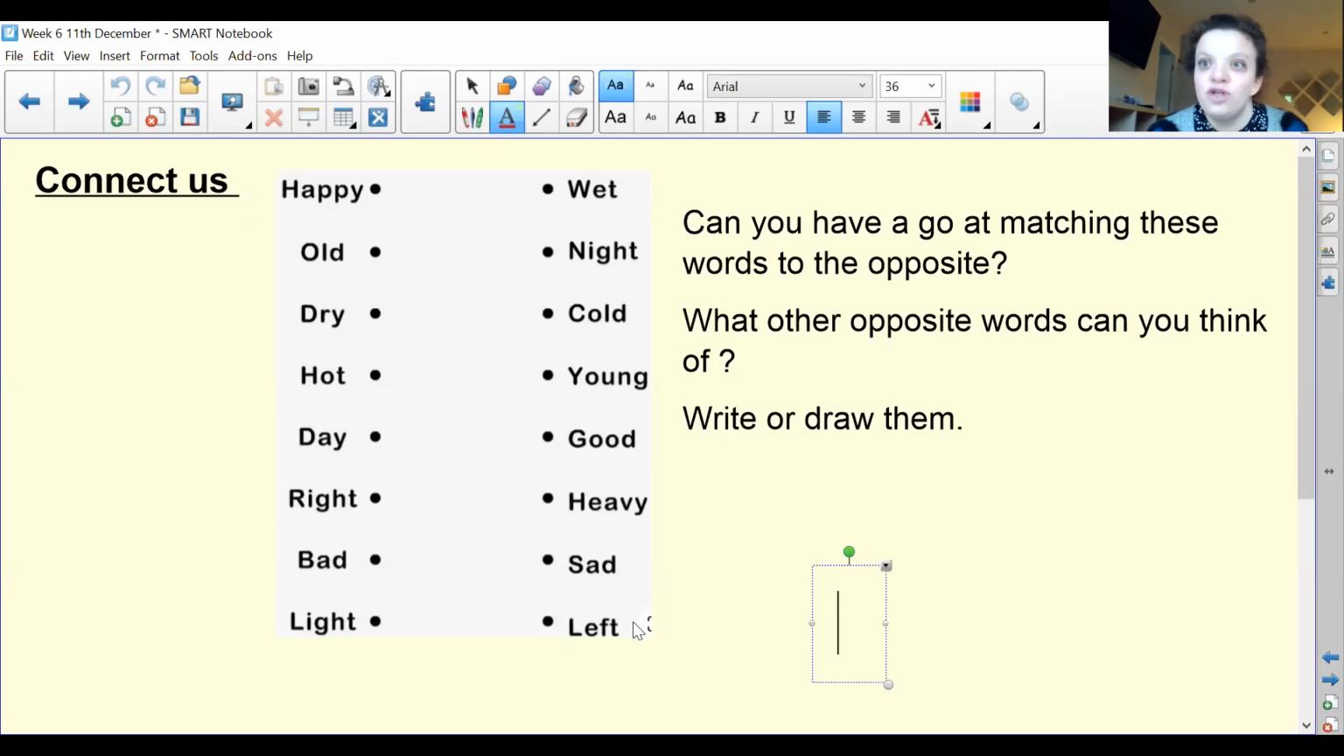Fantastic. Now I want you to think of what other opposite words you know. So what word can you think of and what's the opposite of it? Pause the screen and write them down.